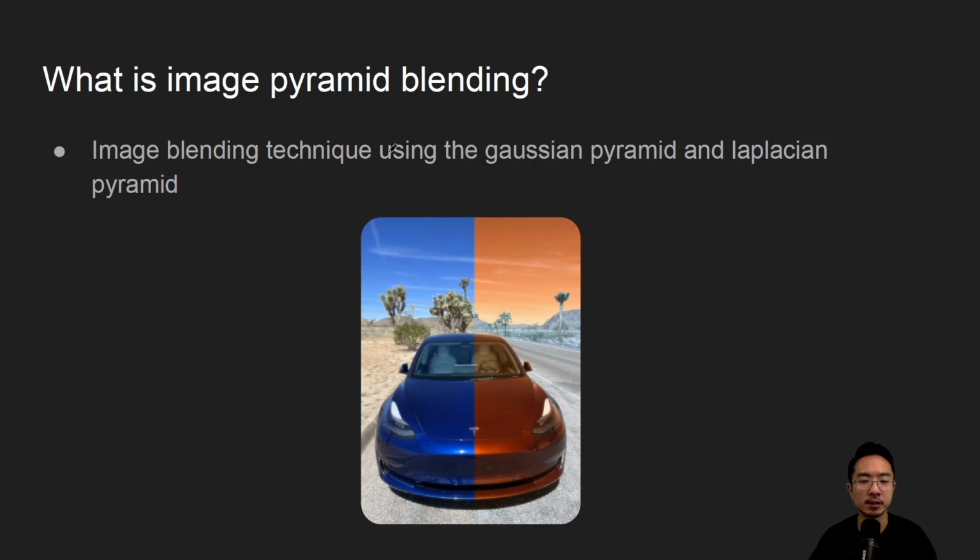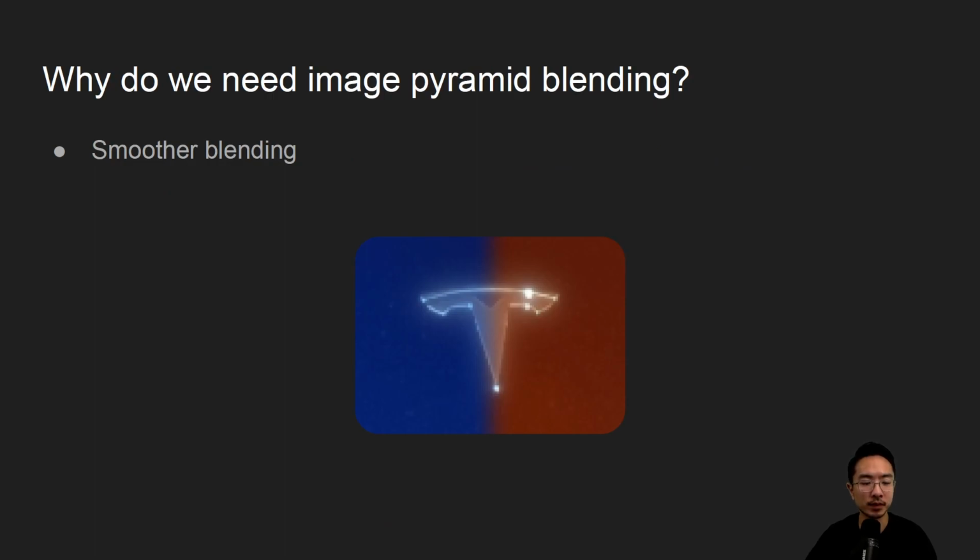Okay, so what is image pyramid blending? It's a technique that uses a Gaussian pyramid and also a Laplacian pyramid. So we'll see that in action in our code later on. So why do we need it? Main idea is it gives you smoother blending. So notice here that the pixels that go from blue to red, there's a nice transition between it. So that's the main benefit.